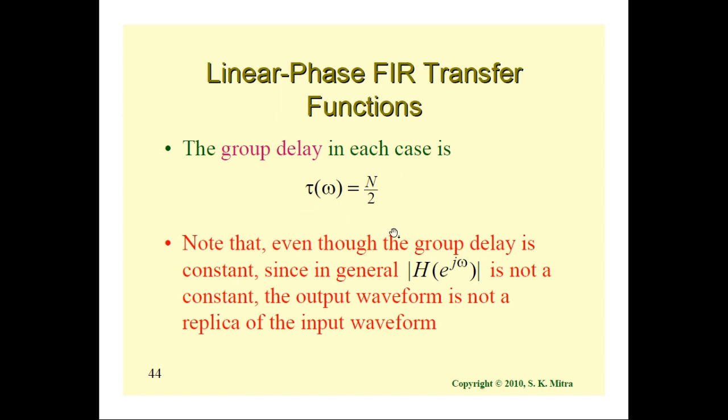So the group delay in each case of type 1, type 2, type 3 and type 4 filter is exactly N by 2. So we have linear phase characteristics, which can be realized provided the system exhibits a symmetric or anti-symmetric impulse response, and it is an FIR system.